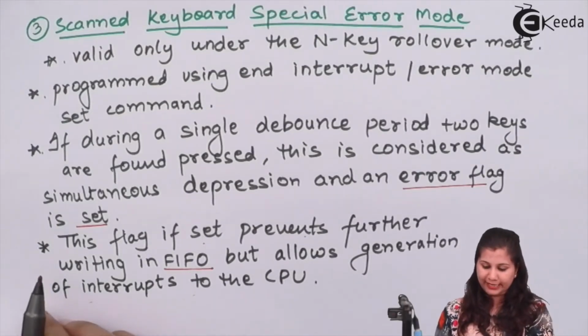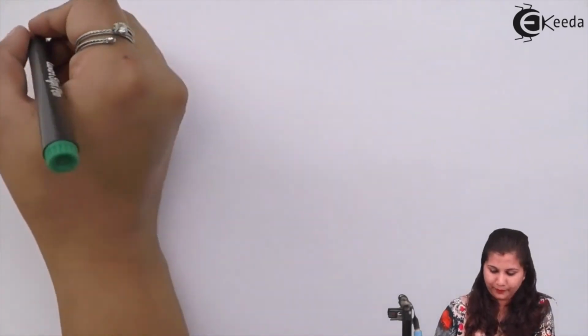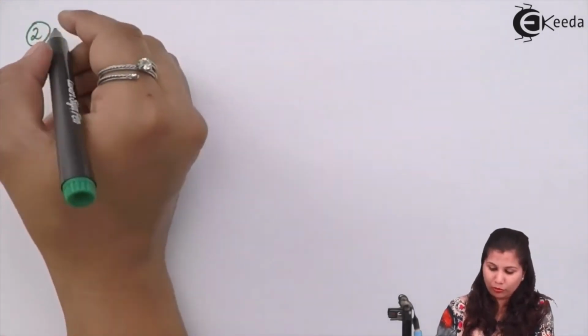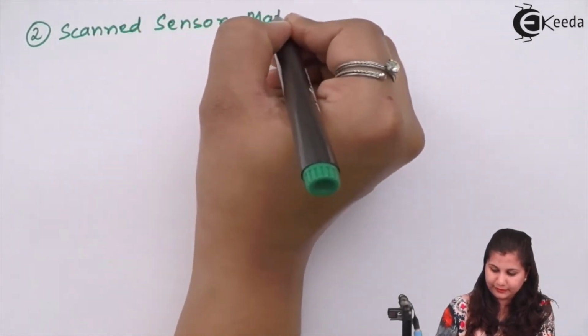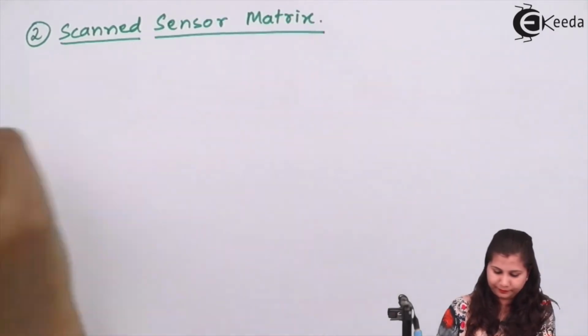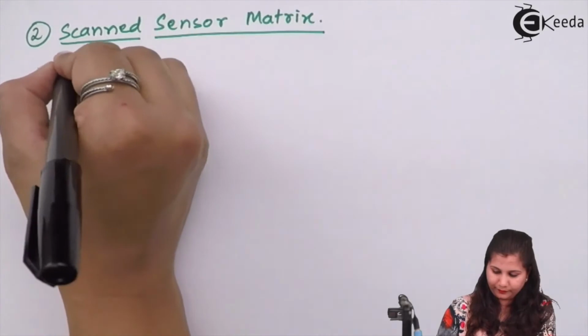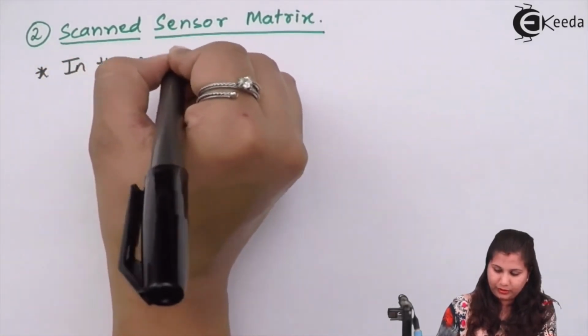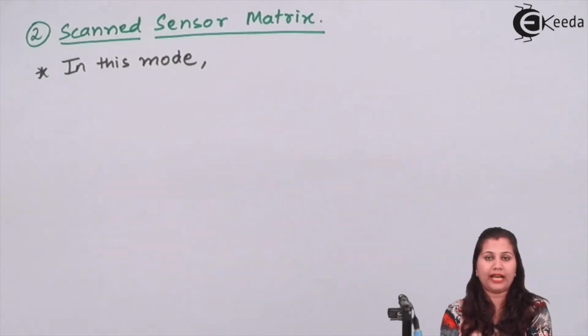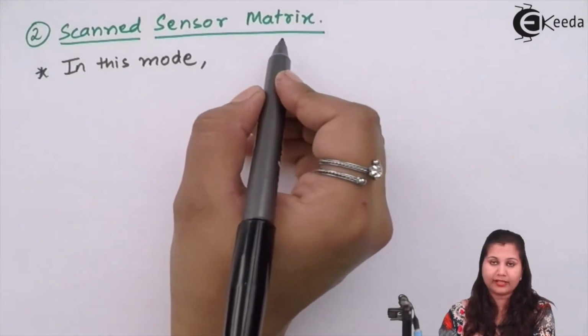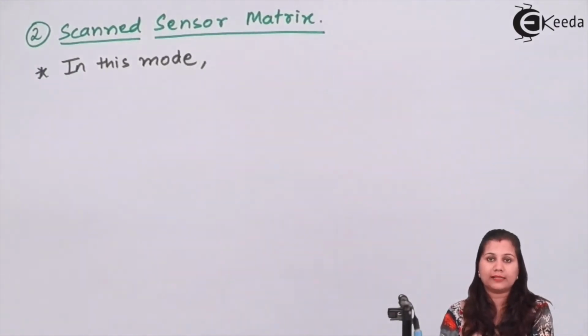Now again come to the second type of the input or keyboard mode, which is the scanned sensor matrix mode. Now, as in the scanned keyboard mode, a keyboard was interfaced with the CPU using the encoded and the decoded scans, here a sensor matrix or a sensor array can be interfaced with the CPU using the encoded and the decoded scans method.